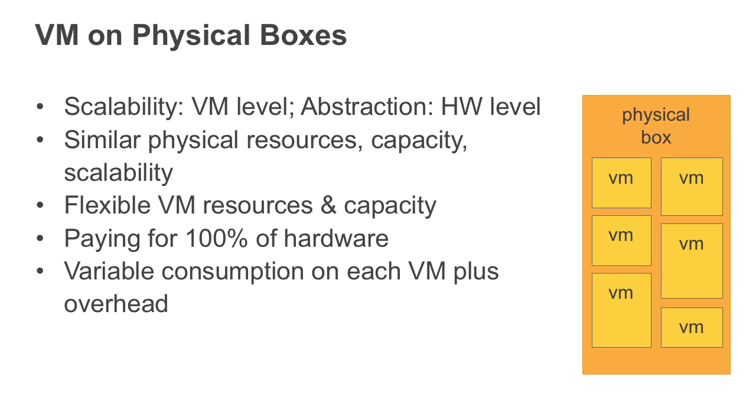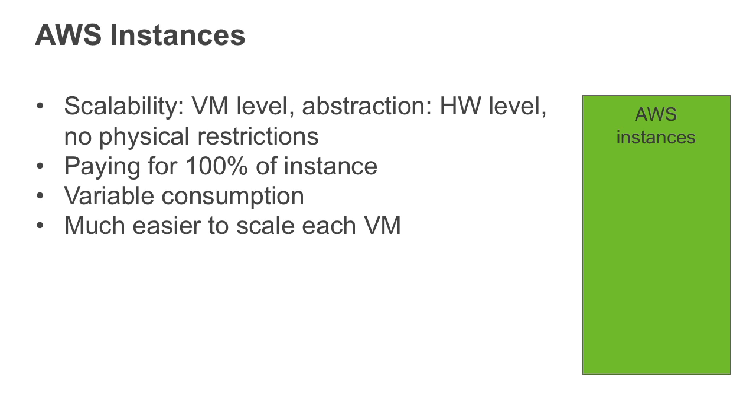You do have variable consumption on each VM, but there's an overhead for each virtual machine. Every VM requires a little bit extra percent, a few percent of that overall CPU just to deal with creating the virtualized hardware. So it's a good next step, but it's not perfect. Amazon comes along and starts to basically rent out those virtual machines. They call them EC2 instances.